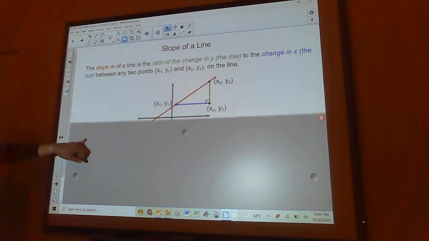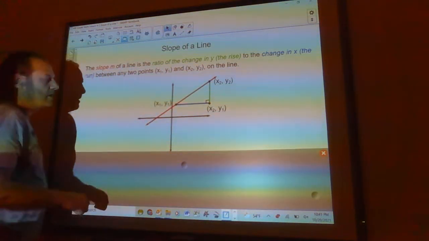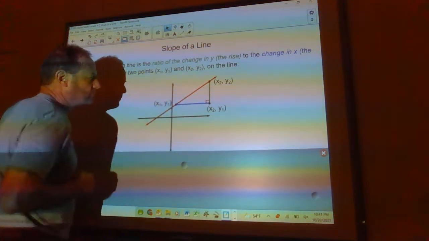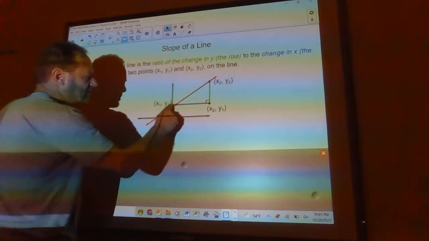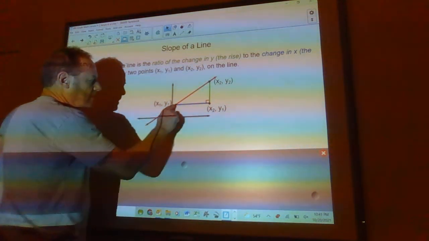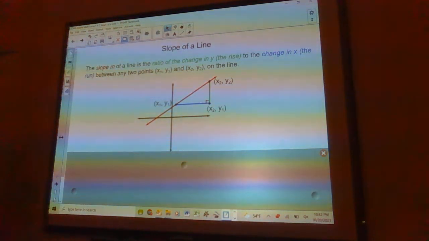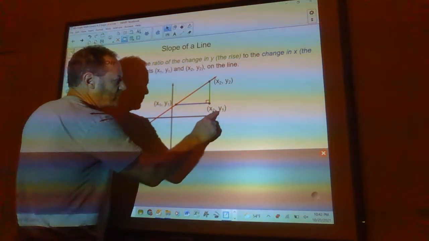So here's what you do. I've got this line here, this red line. I pick two random points on the line. Here's x1, y1, and here's x2, y2. And then what I do, this is called a slope triangle right here. I make a right triangle between those 2 points. That makes this point right here, x2, y1.